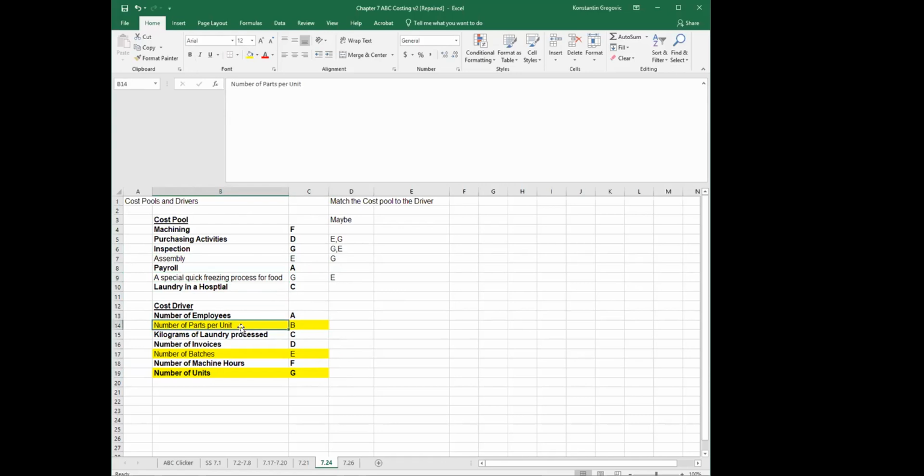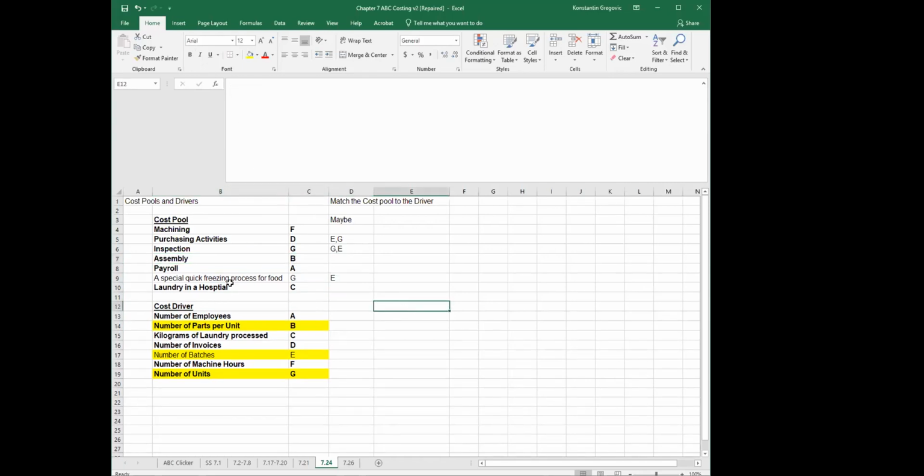What are we left with? Number of parts per unit. I'm guessing, so we've got number of parts per unit. We haven't even checked off B here. Number of parts per unit, wouldn't you assemble parts? Wait, I think assembly could be part of number of parts per unit. So B, right? Yes. So G we already used, it's not there anymore. So that's what I'm guessing too. That's B.